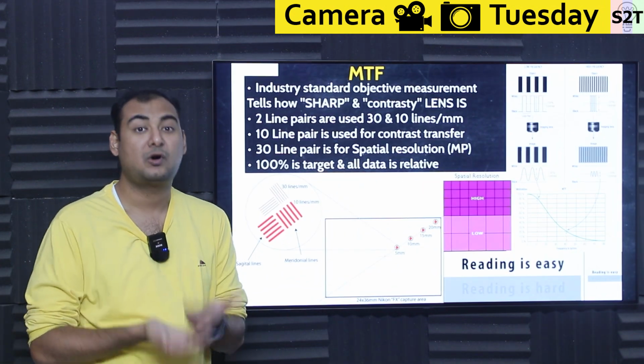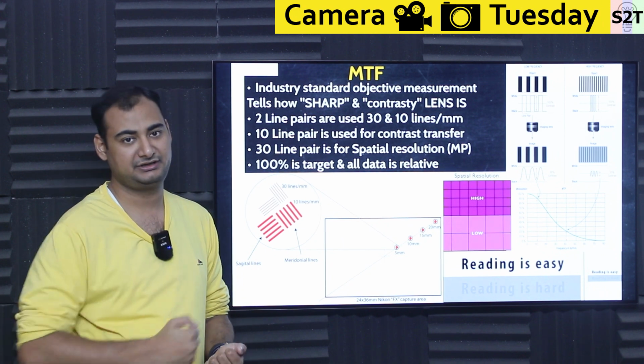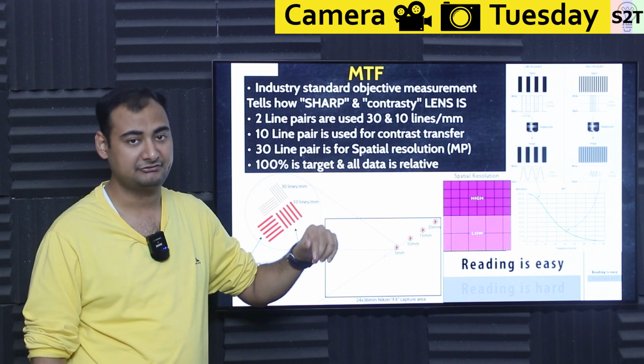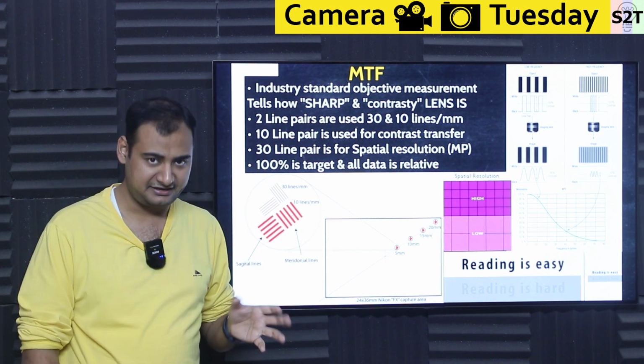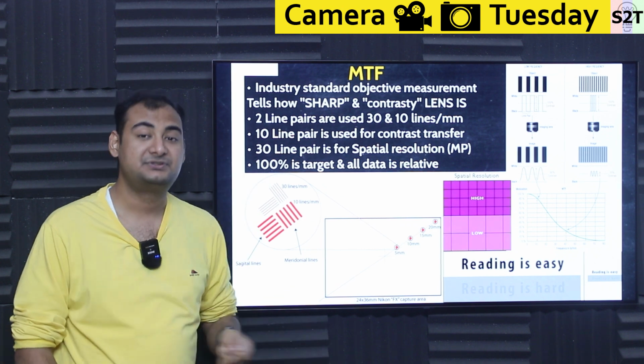So how do we quantify it? It's one thing to say this lens is good. How do you actually quantify it? For that, engineers came up with this ingenious idea of MTF. It is an industry standard. That's how every lens manufacturer compares themselves to an objective measurement.